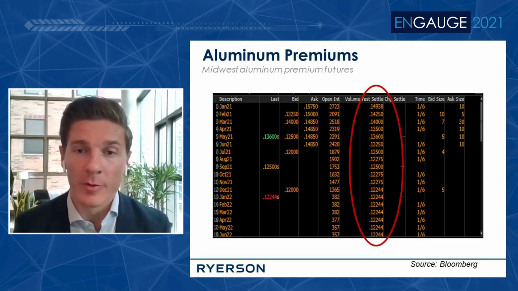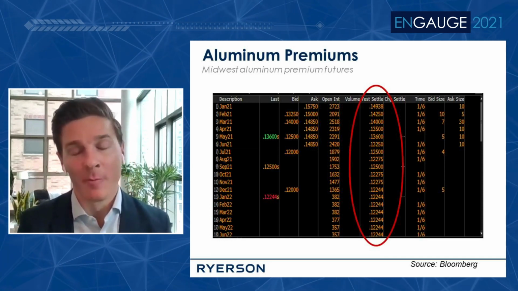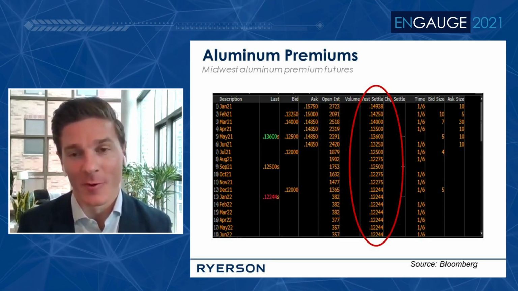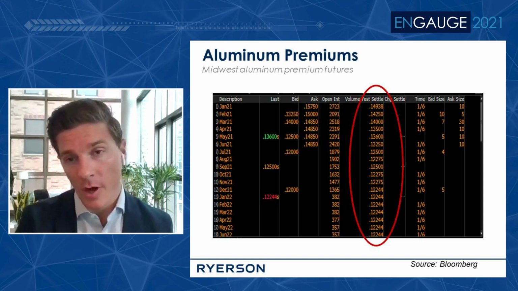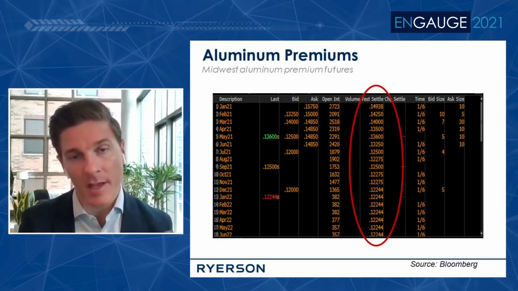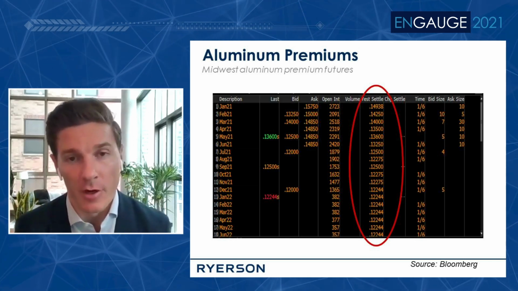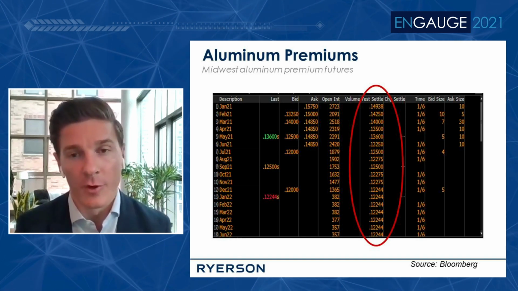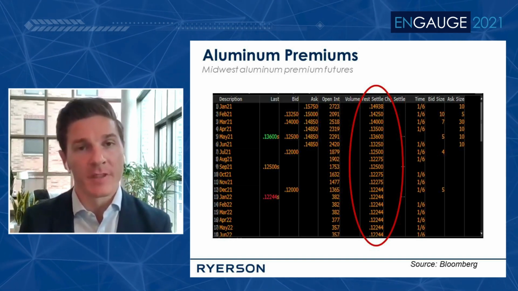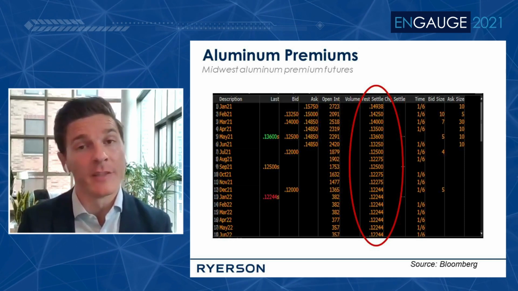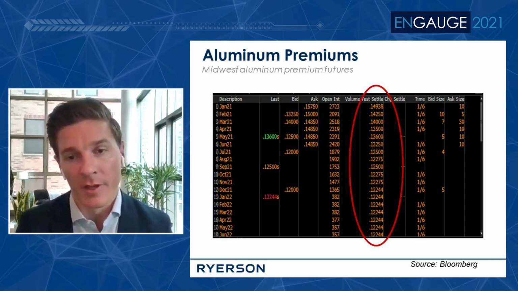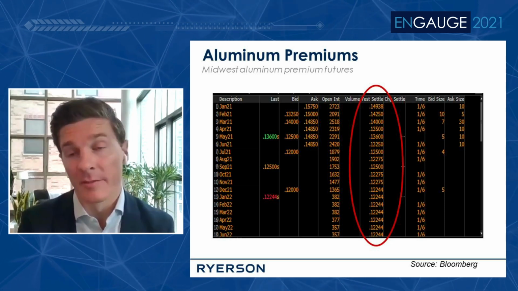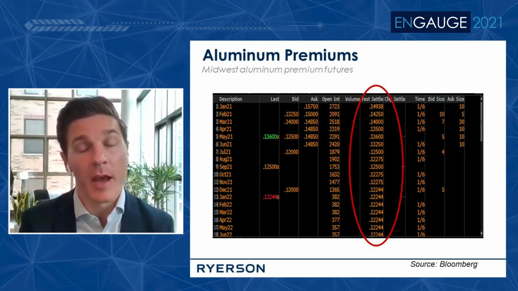Now, lastly, on the aluminum side, a little bit of stability, probably a welcome surprise for many of our customers. We're looking at aluminum premiums here. So I've highlighted here in the middle section, this is actually a screenshot of the futures market for Midwest aluminum premiums, which is the premium to get Midwest aluminum into the Midwestern portion of the United States. So it's that value-added premium that basically anybody buying domestic aluminum has to pay.